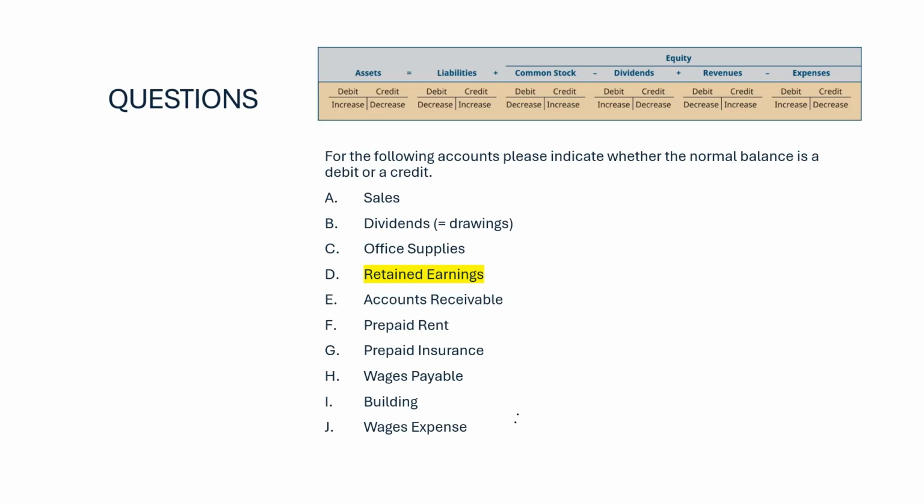Let us use these questions to test our understanding of the normal balance of different accounts. There are a couple of different accounts. We can go through each of them and determine whether its normal balance is a debit or a credit, using the accounting equation as your guide. Remember the rule: debit increases on ADE and credit increases on LCRE. There's a special term called retained earnings. Retained earnings are equity. We can see what the normal balance is for this special account.